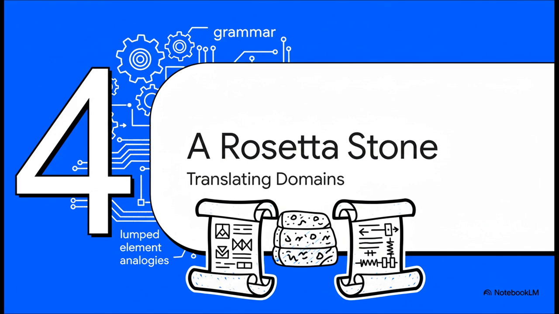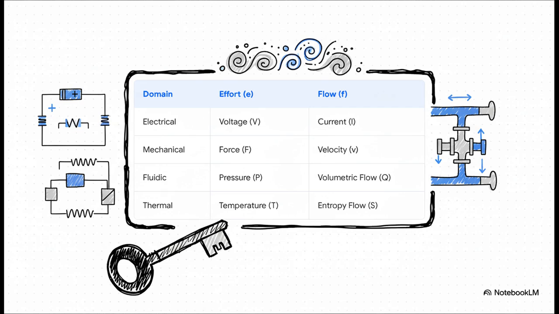Okay, we've got our grammar, we've got our vocabulary. Now we just need the key that lets us translate between these different physical languages. We need our Rosetta Stone. And this is it. This table is our Rosetta Stone. I mean, just look at this. In the electrical world, effort is voltage, flow is current. We know that. But in a mechanical system, effort is force, and flow is velocity. And in a fluid system, effort is pressure, and flow is how fast the fluid is moving. See? It's all the same fundamental idea, just with different names. This is the key that unlocks absolutely everything.